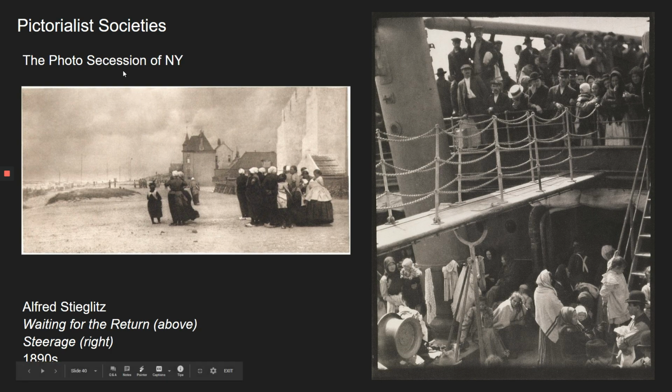And Stieglitz and the Photo Secession of New York are a particularly important group, and Stieglitz is a really towering figure in turn of the century photography. I will share a Stieglitz documentary where he talks about the Steerage photo. This is one of his most famous images, and you could see it as a documentary image almost, right? Documenting the plight of these people who are in the steerage of the boat, the lower class boat passengers.